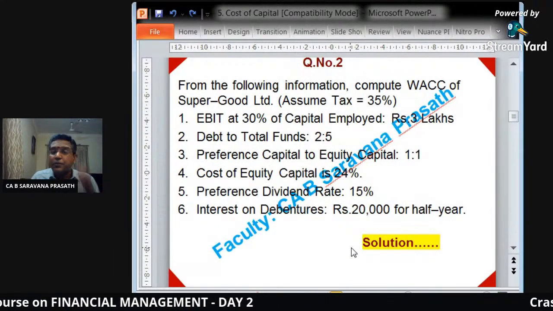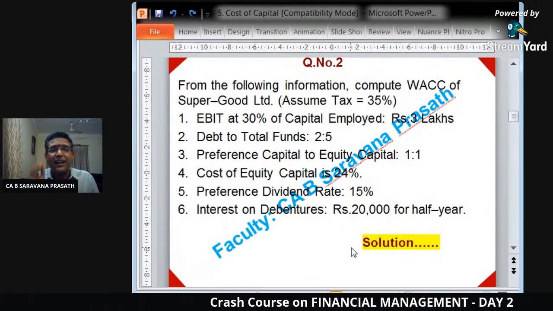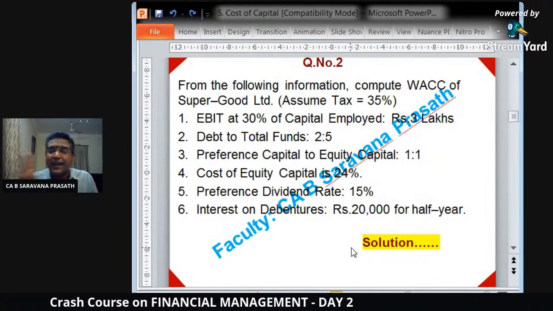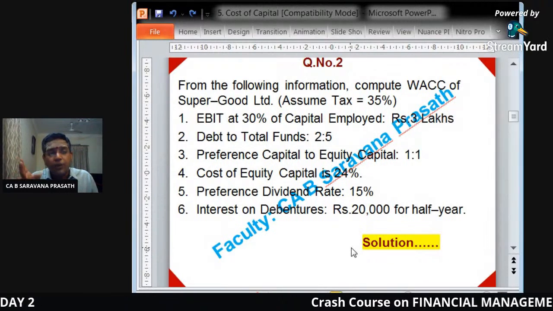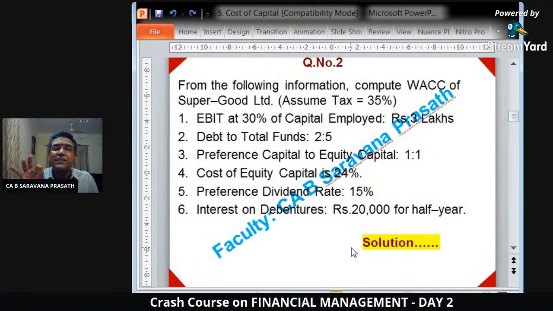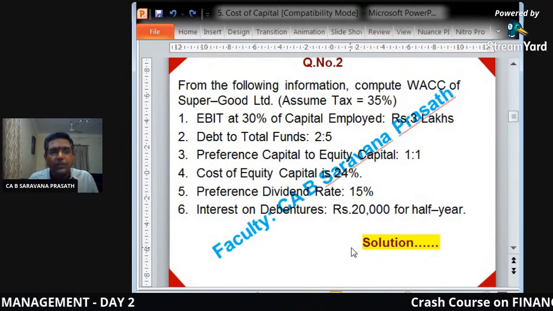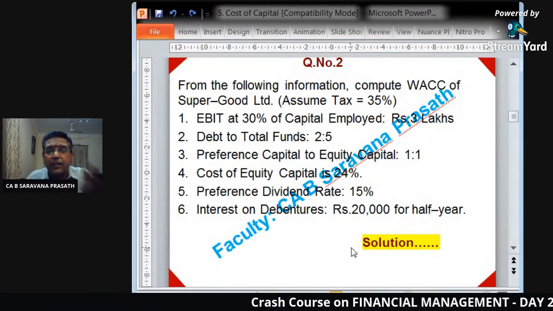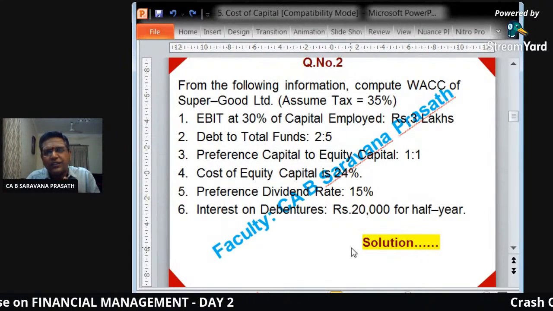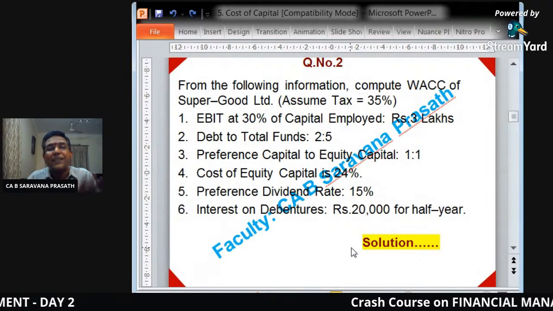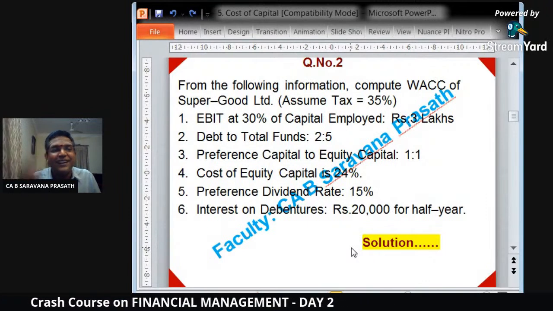Then total funds, debt to total funds, 2:5. Now observe my thought process again. First line I have read and understood capital employed is 10 lakh, 3 lakh divided by 30%. Now, capital employed, total funds, long-term funds, investment: all these four terms represent the same number. So once again, what are these 4 terms? Capital employed, investment, total funds, long-term funds. All are the same number. So total funds is 10 lakh, just now calculated as capital employed.